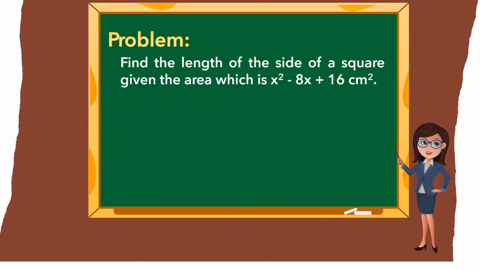Okay, let's proceed to the next problem. Find the length of the side of a square given the area, which is x squared minus 8x plus 16 square centimeter. How are we going to solve the problem? We need to apply the different steps in solving problems involving factors of polynomials.